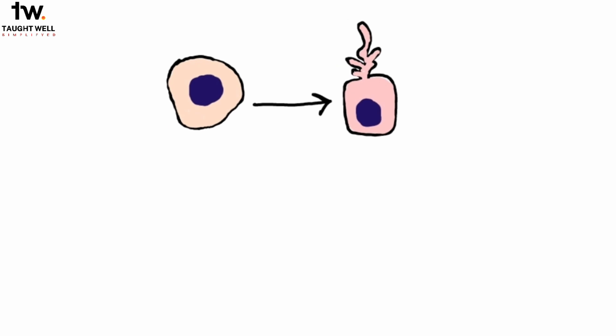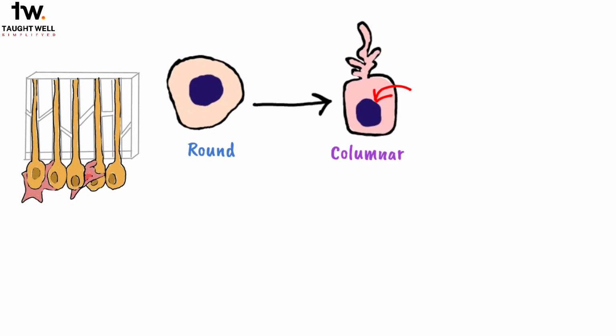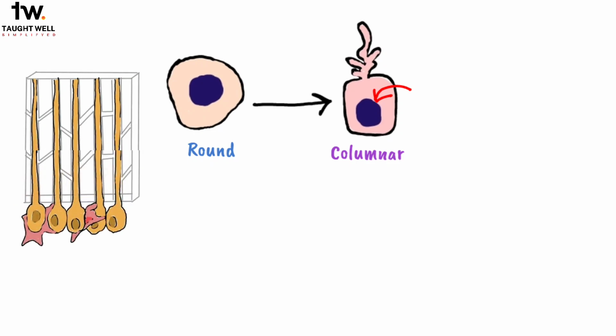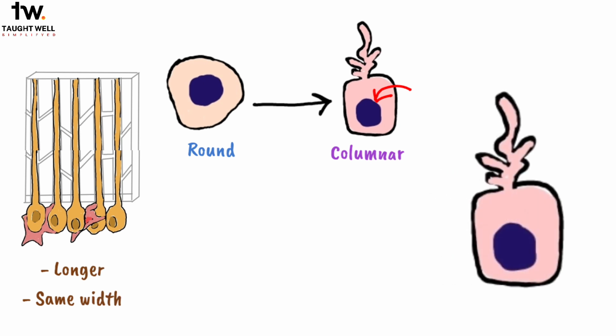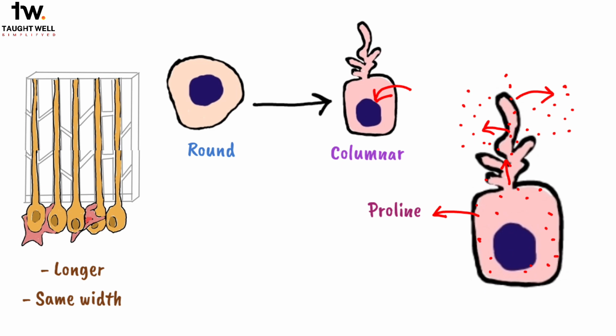As odontoblasts evolve, they undergo a fascinating transformation. They change shape from round to columnar, with their nuclei moving to the base. Imagine these cells stretching out, just like a tree growing its branches. These cells grow longer but maintain the same width. Inside the odontoblasts, a substance called proline appears in certain parts of the cell, moves into the processes, and is then released into the extracellular matrix, forming the base of dentin.